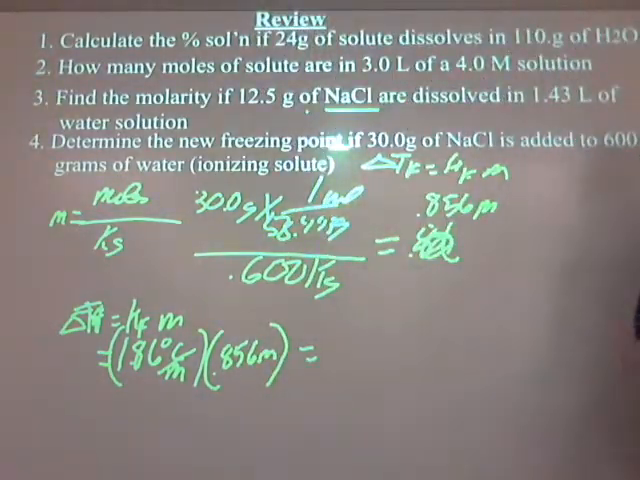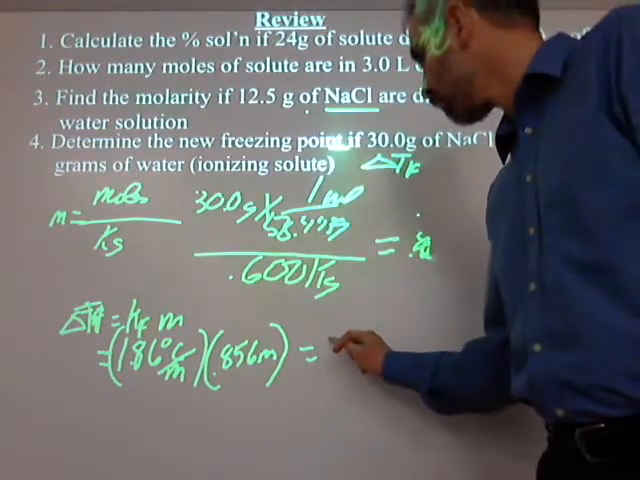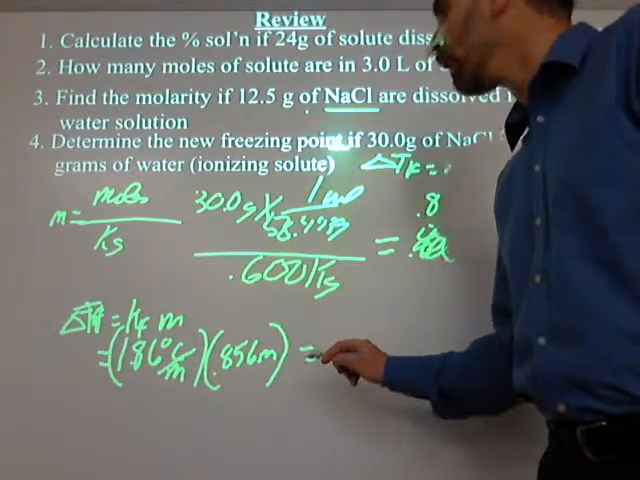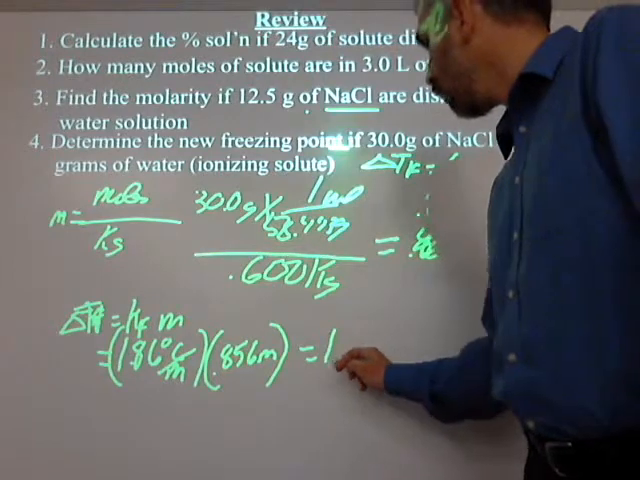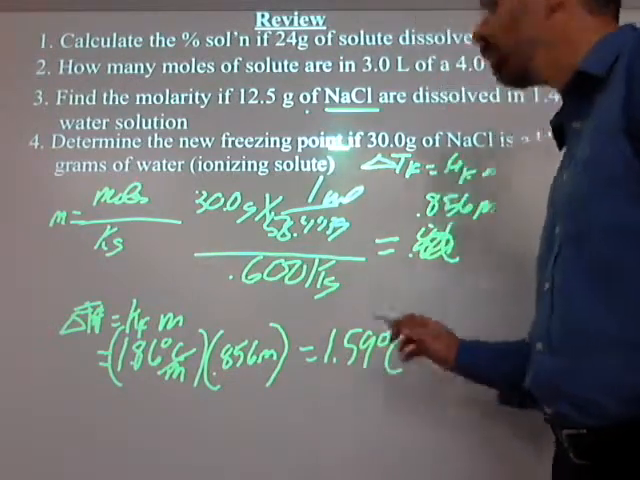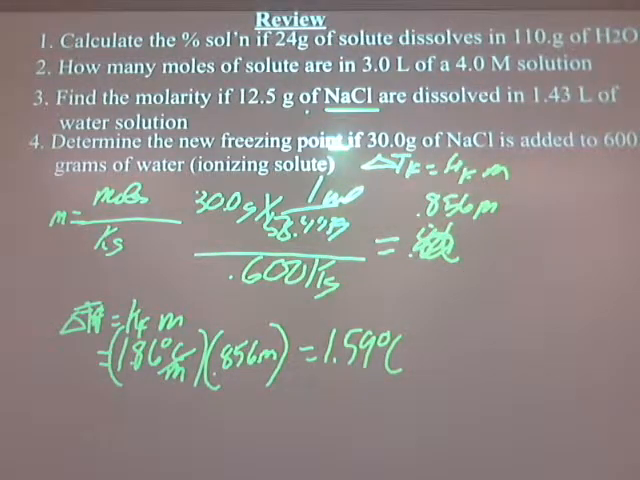What does that give me for my change in freezing temperature? Multiply those out, what do you get, Karen? 3.18. No, not yet. I know what you're doing. Right now, what do you get? 1.59. 1.59 degrees Celsius. But, as she's realizing, there's still something else to do.